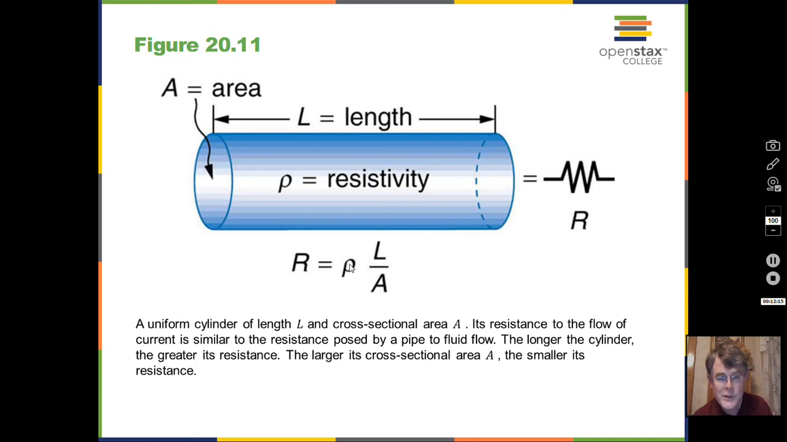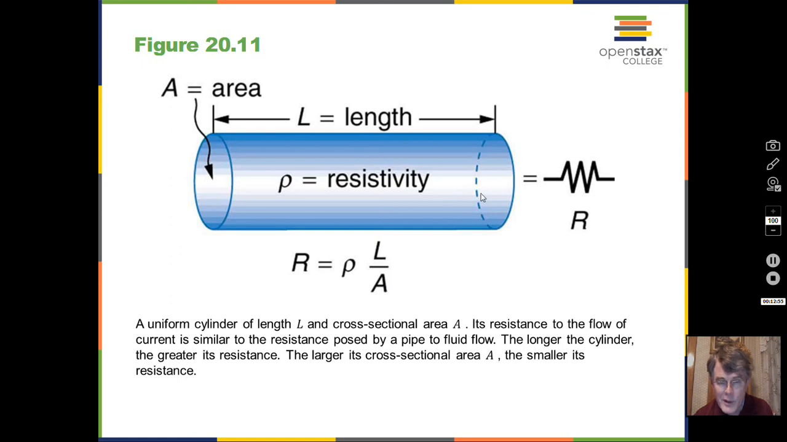We have a resistivity. It describes how hard it is for the electrons to get through the material. If we have a longer set of barriers, of obstacles, for the electrons to work their way through, to drift through, the resistance will be higher. If our resistors are longer, we get a higher resistance. If the cross-sectional area is large, if there's a lot of space for the electrons to move through, they'll move through more easily, and we have a decrease in the resistance if the area is larger.